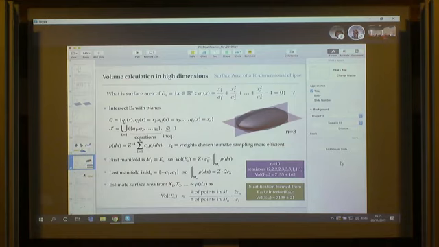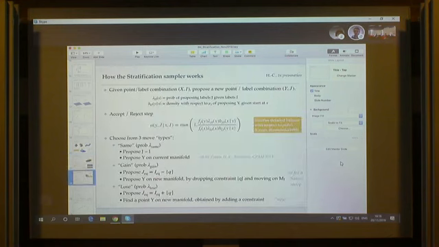Okay, so those are my examples. I'm going to talk very briefly about how this works. Does anyone have any questions before I go on? Yes, Tony has one.